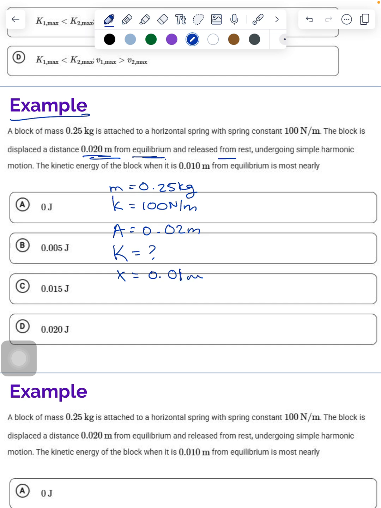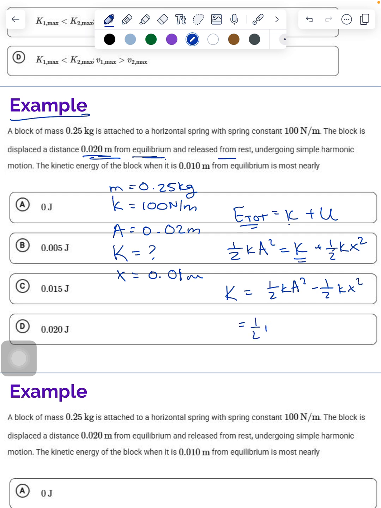Okay, so the total energy of the block is equal to the kinetic energy plus the potential energy. And E total is also equal to 1/2 Ka squared. And we're looking for the kinetic energy, so I'm going to leave that at K, and then U, I'm going to do the spring potential, which is 1/2 Kx squared. I'm just going to solve for K. So K is equal to 1/2 Ka squared minus 1/2 Kx squared. And we're going to pull out the 1/2 K and have A squared minus x squared.